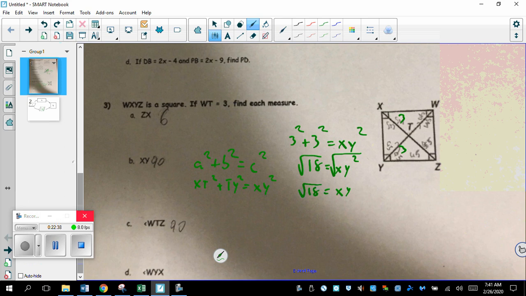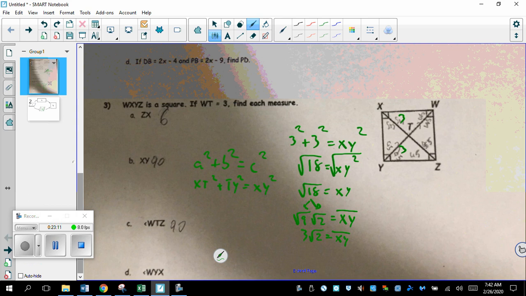I don't know how far your teacher wants to take it, but you should split this. It should be radical 9 times radical 2. 9 times 2 makes 18, and you can take the square root of 9, so you can say 3 radical 2 is equal to XY. You're never going to get a pretty answer with these. There's always going to be one messed up side. This is actually one of the classical problems where they started talking about irrational numbers back in the dawn of time.